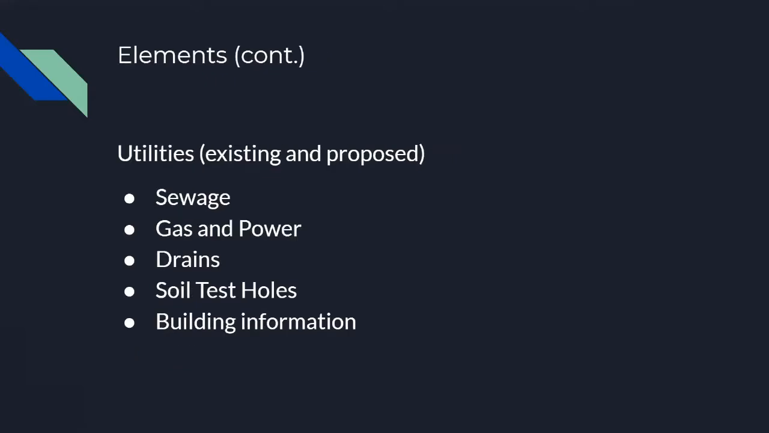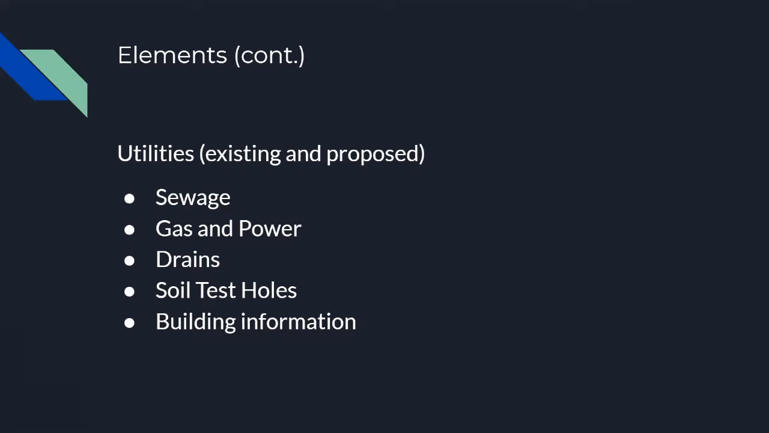And there are some other elements, utilities. This would be sewage, gas and power lines, drains. These are all important because you wouldn't want to be digging around in the ground and then accidentally hit a power line and knock out the power. So it just lets you know where everything is.